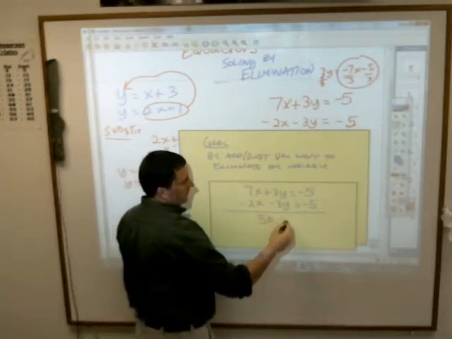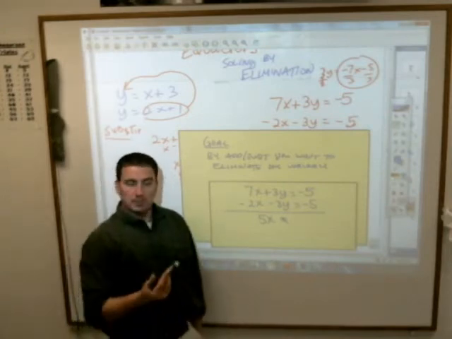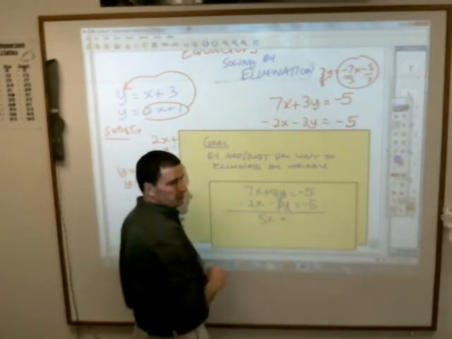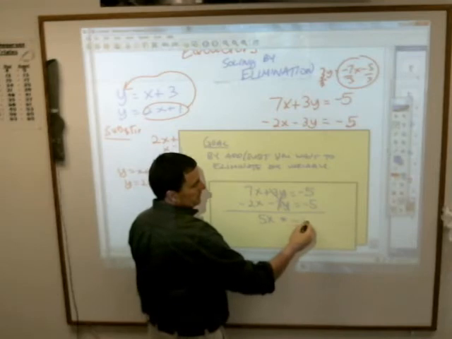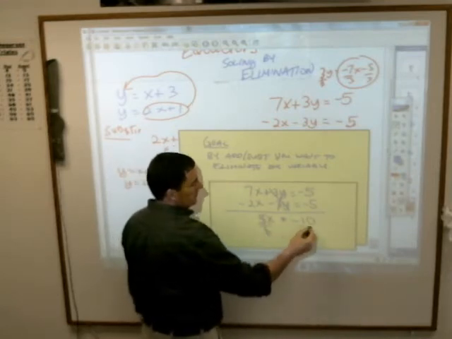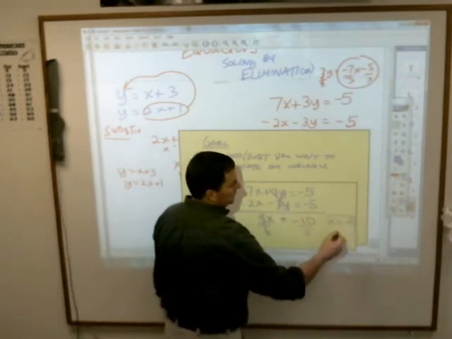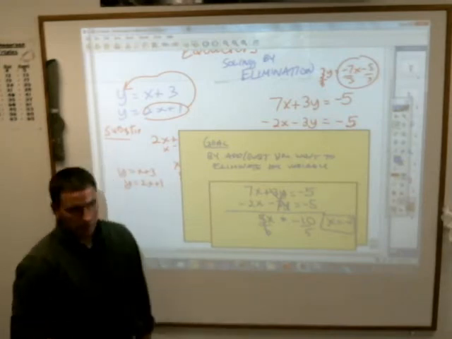5x. What is 3y minus 3y? No y's. The y terms have actually all gone away. What is negative 5 plus negative 5? Negative 10. And then if you solve this, since it's still a true equation, you get x to be negative 2. Without having to graph it, without having to do all that substitution sort of stuff.